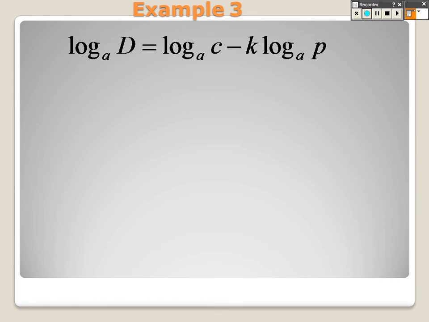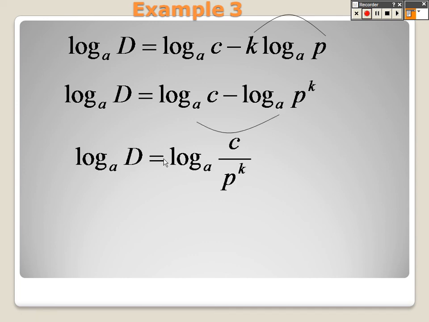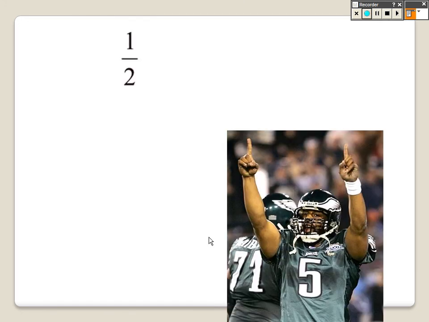Example 3. So taking a look at this and trying to solve, I see that k, that's like a number out in front, so I can move that up to the top of p. Then I see a subtraction sign, so that's like saying division, so I could do log base a, so it would be c divided by p to the k when I smush it together. So really, since they now have the same log and the same base on both sides, I can just do d equals c over p to the k to solve.